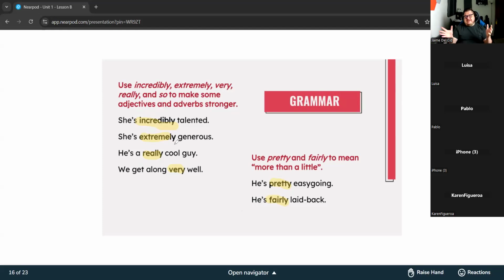Ya no solo es talented. So we're giving more information about that person and about the characteristics of that person. She's incredibly talented. He's pretty easygoing.